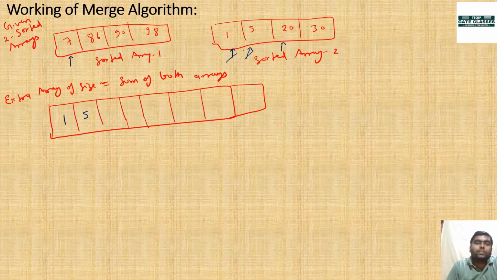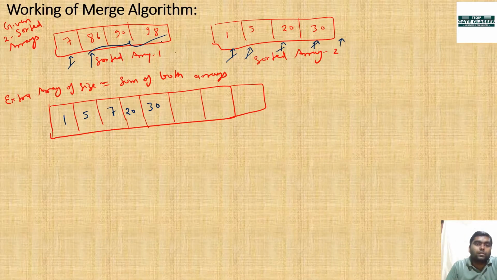Then 20 and 7. So 7 is smaller, of course 7 will be pasted. Then just move this pointer or index. Then 86 and 20. Yeah, 20 will be smaller, so just copy this 20 and move this pointer. Then 30 and 86. Fine, 30 will be pasted. So move this. Now one array is over, so copy the remaining elements of the second array. So just copy all the elements.